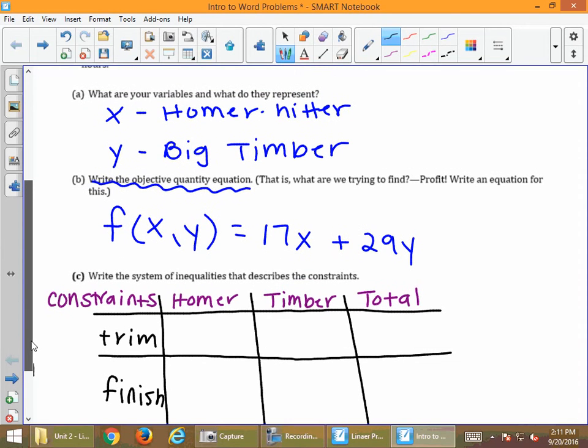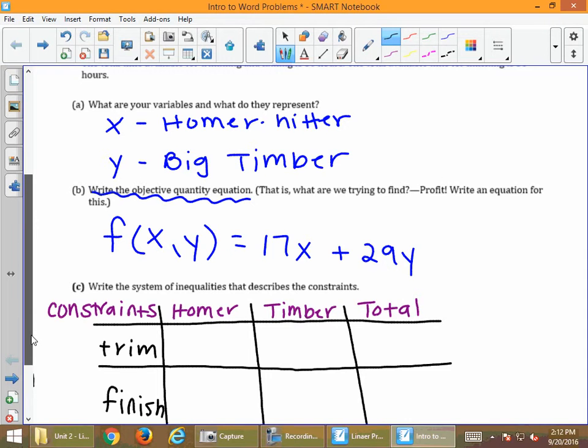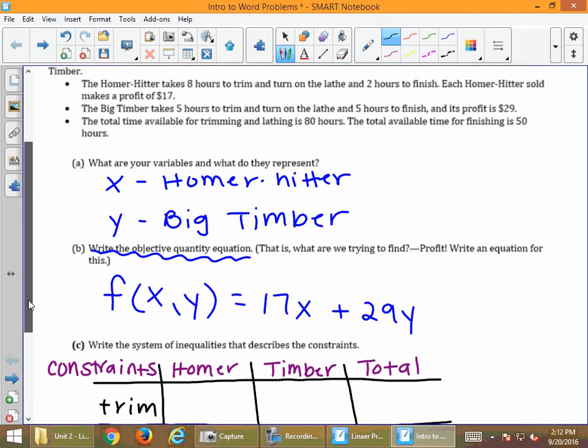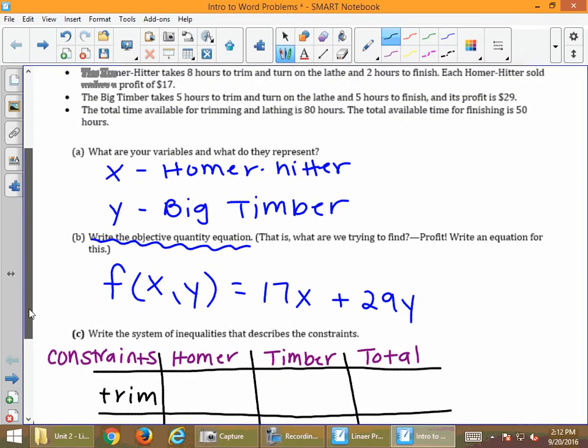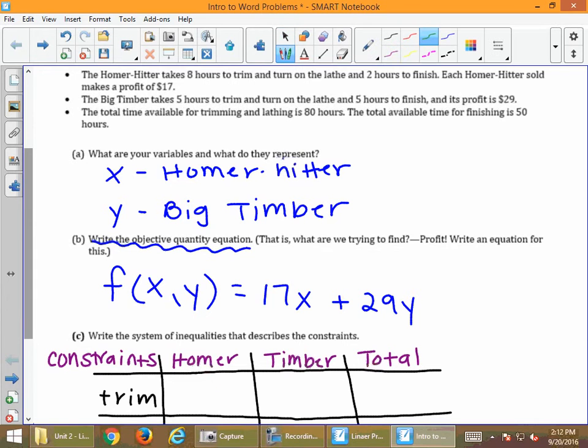Those are your constraints. If we look, how many hours does it take to trim a Homer? 8. So that's what you're filling in here. How many hours does it take to trim a Timber? 5. That goes there. How many total hours do you have for trimming? 80 hours. Done.